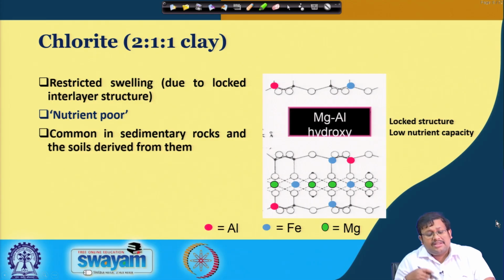Now, chlorite shows restricted swelling due to its locked interlayer structure. Since there is a magnesium or aluminum hydroxide layer in the interlayer space, it shows the locked structure, and as a result it is very nutrient poor, because there is no space for nutrients to get absorbed, and it is very common in sedimentary rocks and the soils derived from them.